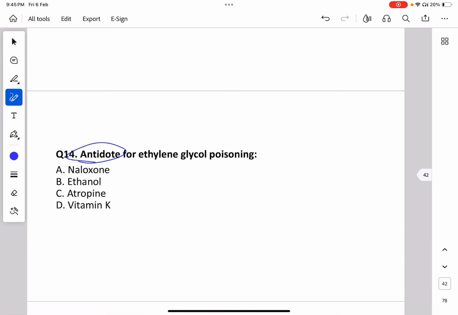Now, the antidote for ethylene glycol poisoning. Ethanol we have read for methanol. Now this is the trick: you should eliminate at least one or two options with your previous learnings so that you can make a guess about the remaining two options, like a 50-50 lifeline. You have four options and you know at least 50-60% about option two and option four, then you have only two options left to guess, option one or three. So here a guess can be taken.